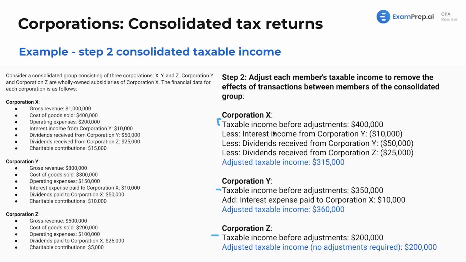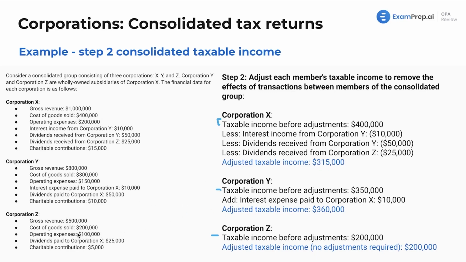So here for Corporation X, we've got our original taxable income before the adjustments of $400. We're removing the interest income because that's an intercompany transaction, removing dividends from the other two entities. For Corporation Y, we have our taxable income before adjustments. And the only item here that we're dealing with so far is that we have interest expense paid to Corporation X. Now, why are we not taking into account this $50,000 of dividends paid to Corporation X? Well, because we accounted for it here. And if we account for it twice, then that would be essentially double counting the effect of removing this.